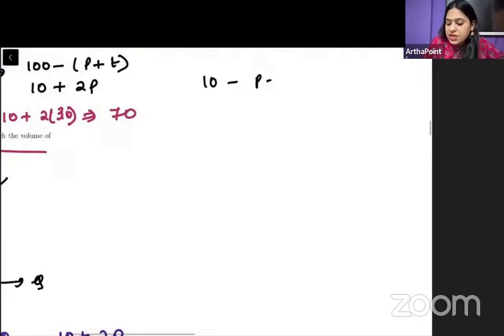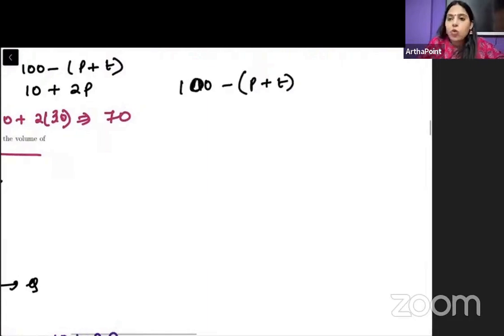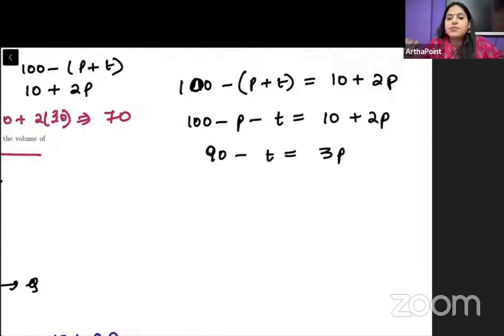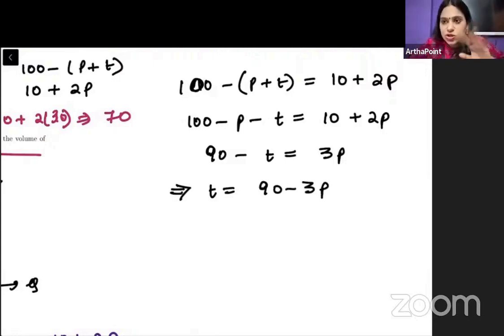So quantity demanded, 100 minus P plus T, will become equal to quantity supplied, which will be 10 plus 2P. So I will get 100 minus P minus T is equal to 10 plus 2P. So I will get 90 minus T is equal to 3P. Right? 90 minus T is equal to 3P. So this means that I will get T is equal to 90 minus 3P. Now I have a relation.